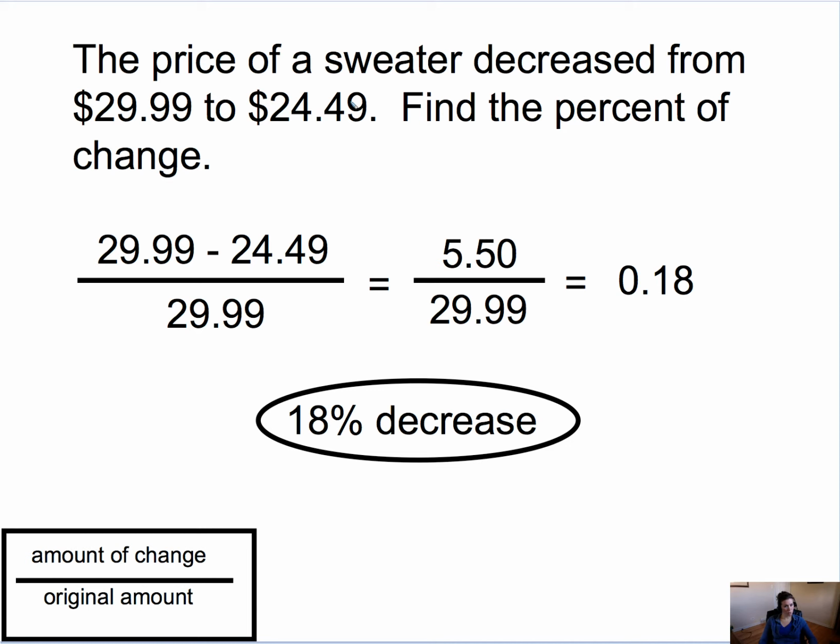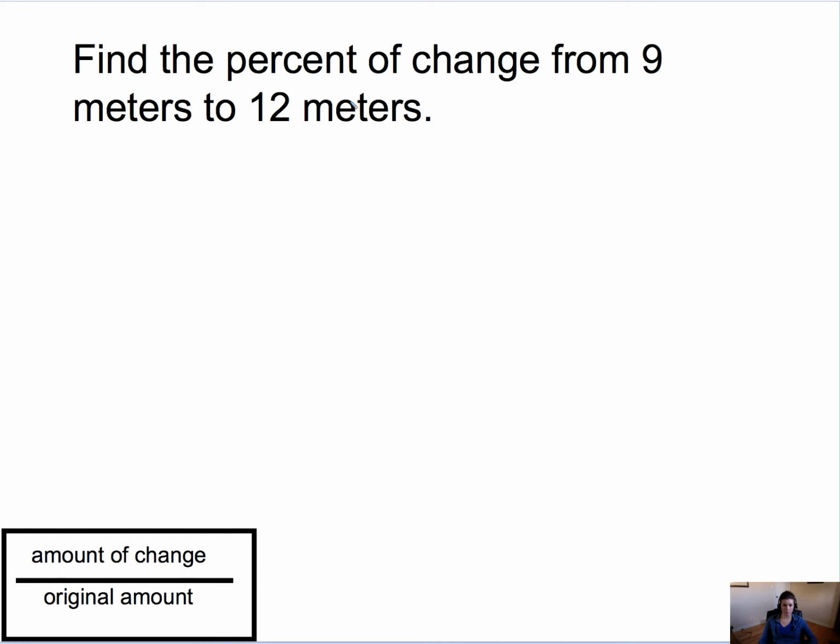Want to look at one more quickly? That's basically it for today, but one more so you can see if you have a percent of increase. So here it says find the percent of change from 9 meters to 12 meters. So the amount of change would be 12 minus 9. The original amount is 9.